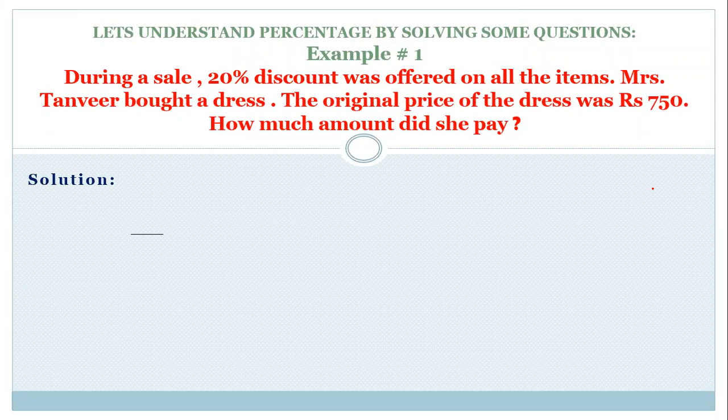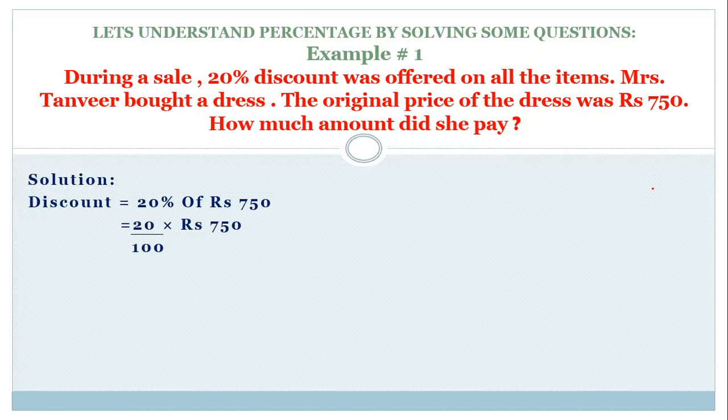Here, the discount is given as percentage. So, we have to change it in fractional form. So, we are going to write it as 20 upon 100 multiply 750 rupees. Simplification. 20 times 1 is 20 and 20 times 5 is 100. Again simplification. 5 times 1 is 5 and 5 times 150 is equals to 750. We will get our answer 150 rupees.